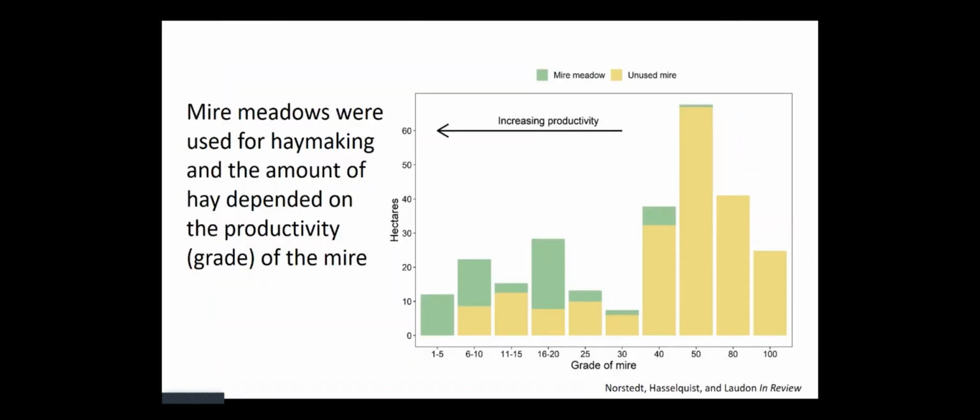Here we quantify this in a figure where the x-axis is the productivity of the mire in the 1880s. It's a little bit backwards, where 1 is the most productive and 100 is the least productive. The size of the mires is on the y-axis. The green part is the proportion used for haymaking, which we call mire meadows in this figure, and the yellow is unused. So the high productivity mires were used the most for haymaking, while low productivity mires were used less.